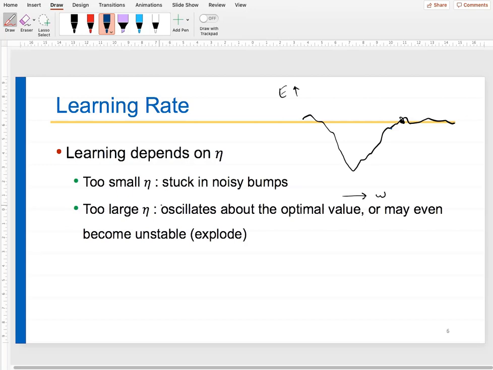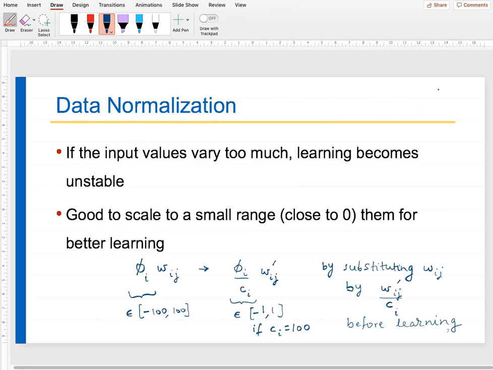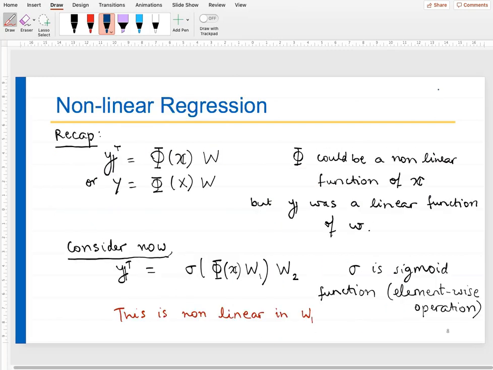But if I choose a very large step size, what will happen? In one step only I will go here. In the next step I may go here. And in this way I will go out of bounds and I will never converge. So that is why too large an eta is also bad. Okay. Next is, I will skip this. I'll discuss it in the next class.